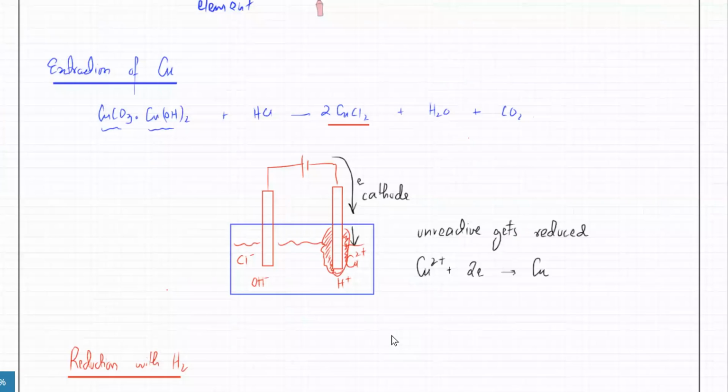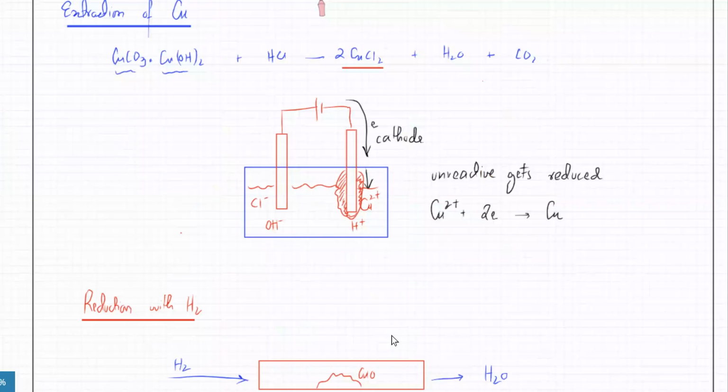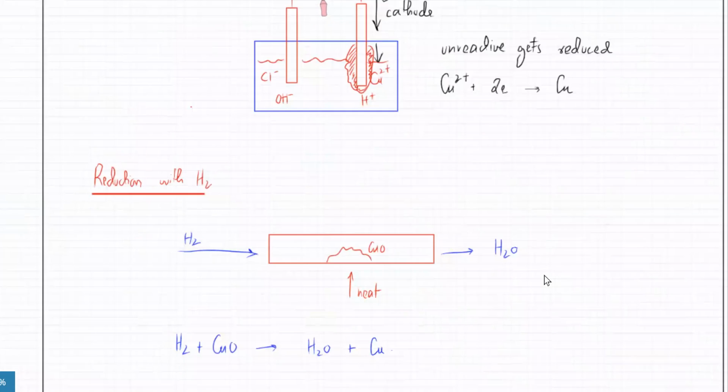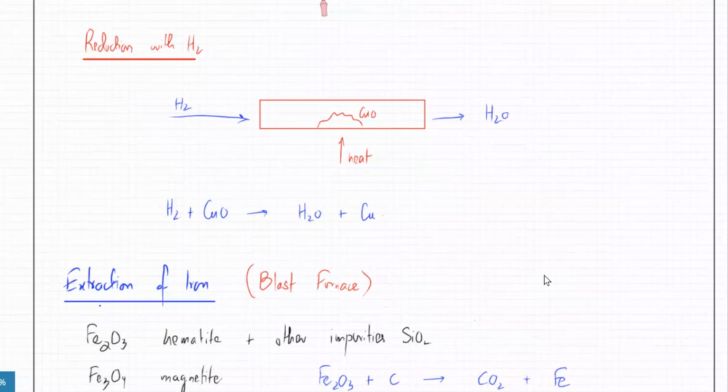So copper was the example: you can find copper in the native state, or you can dissolve the copper compounds in an acid, make a solution, and then do electrolysis. Copper is unreactive, so it will be reduced at the cathode. It will be the one gaining electrons. And then you have a reduction with H2. Even hydrogen gas is more reactive than copper, so hydrogen gas can take away the oxidants from the copper compounds. Anyways, we were at extraction of iron.